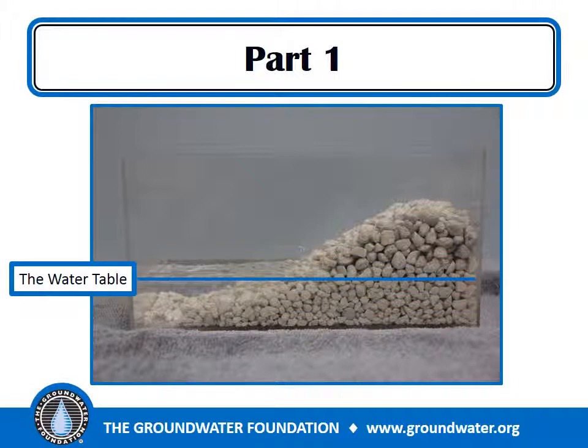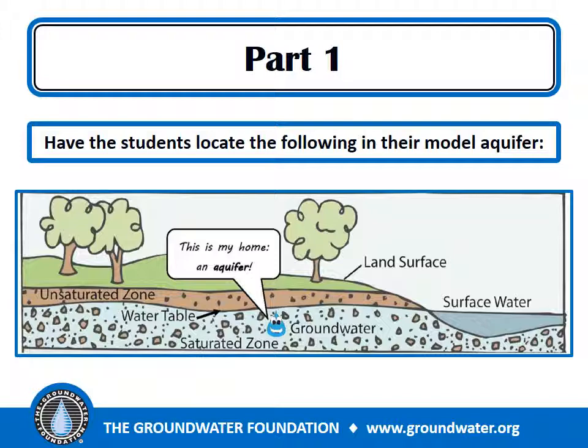Once the students have created the lake, have them find the water table. The water table is the top of the saturated zone in their aquifer. It should be the same height as the lake as shown in the picture. The students can use the image on the student worksheet to help them identify different parts of their model aquifer, including the water table.